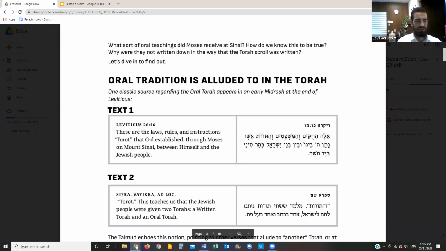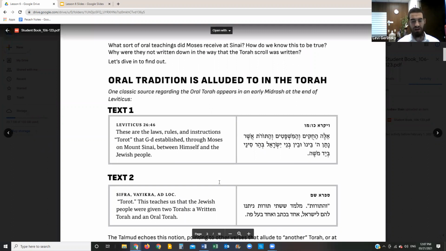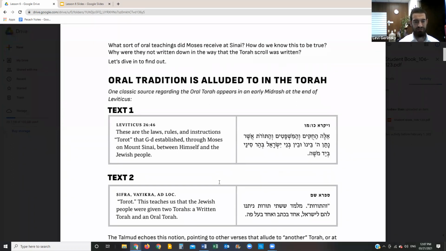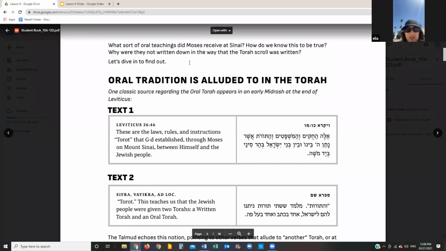Let's read text number 2. Eliah, if you'd like to read text number 2. This is a commentary on this verse that we just read, Leviticus 26:46. Is it Torot or Torah? Torot, like Torah, singular. Oh, Torot. Sorry, I thought that was an A. This teaches us that Jewish people were given 2 Torahs, a written Torah and an oral. Yeah, you did good.